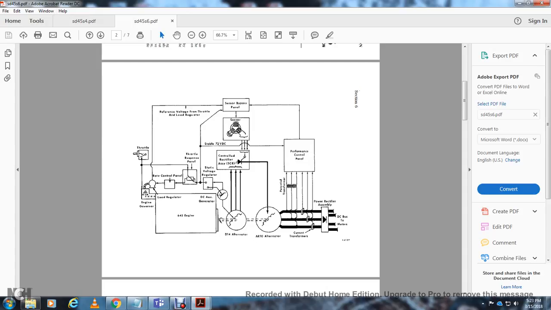Alright, this shows the throttle going to the engine governor with the rate of the control panel going on the sensor bypass of the performance control panel. You have your potential current transformer going to power rectifier assembly, DC to the motors, AER to the alternator, DP14 alternator, load regulator to the 645 engine rate control panel, the throttle response regulator, static voltage regulator to the performance control panel, also the sensor bypass panel, sensors going to control rectifier to the DC14 alternator.